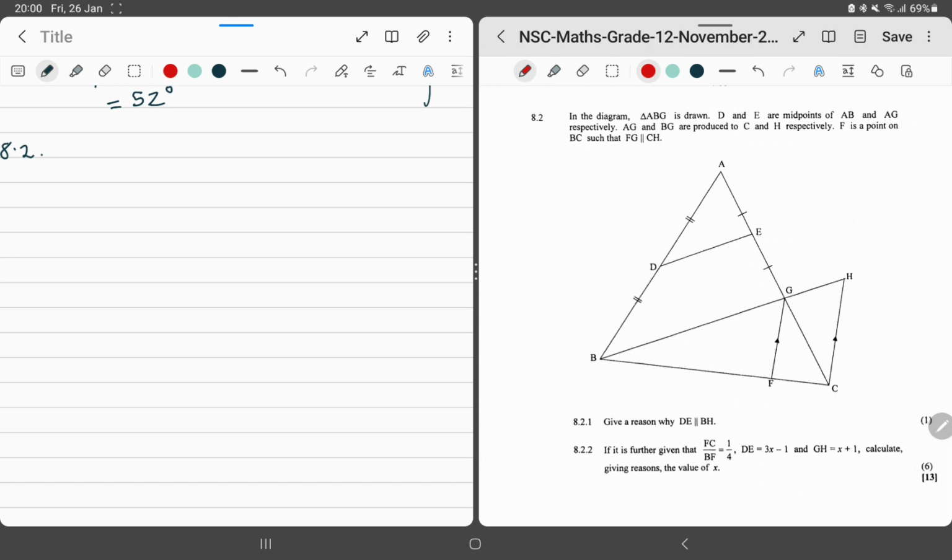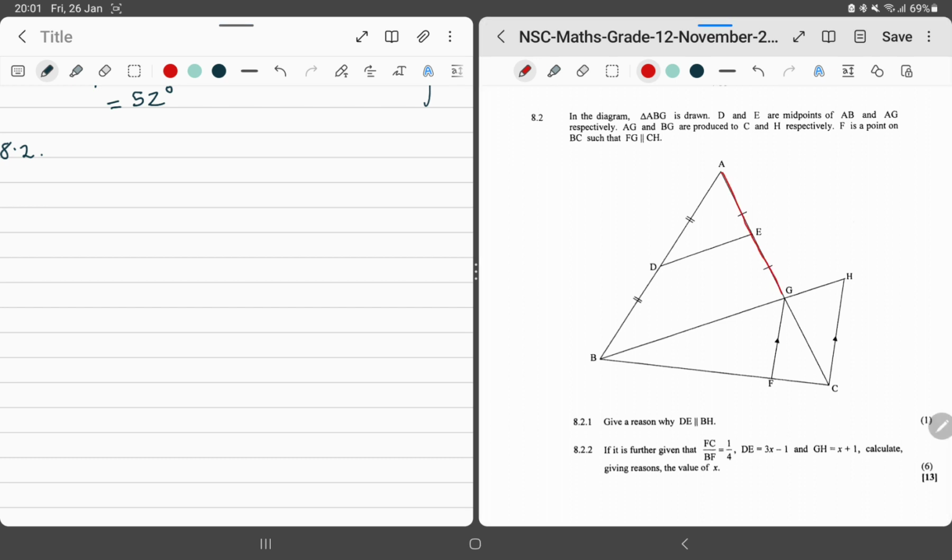In the diagram, triangle ABG is drawn. D and E are midpoints of AB and AG respectively. AG and BG are produced to C and H respectively. F is a point on BC such that FG is parallel to CH.